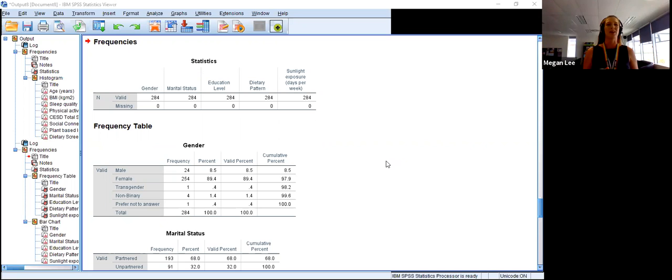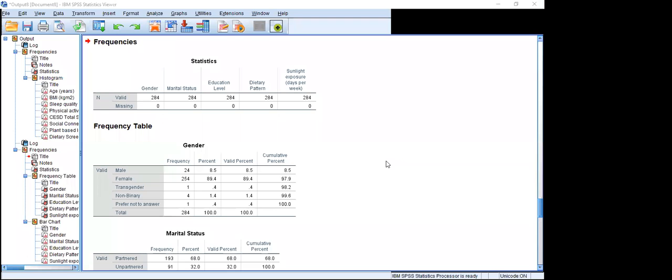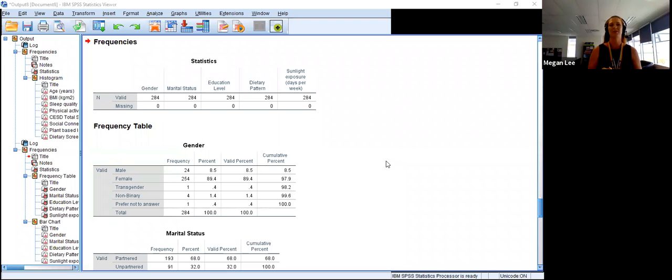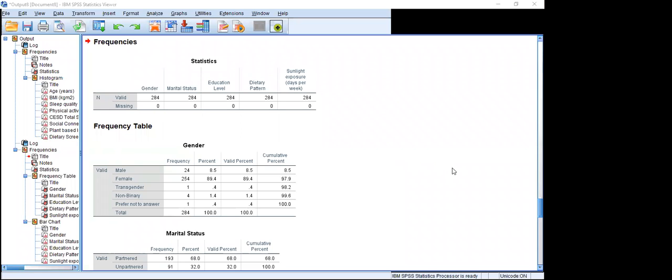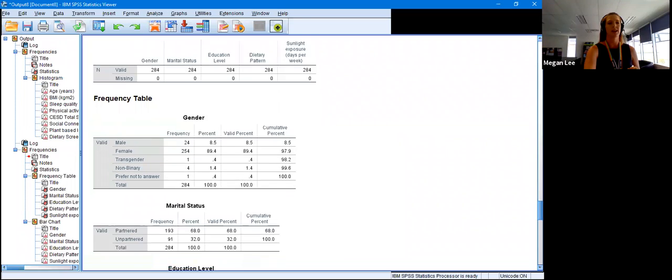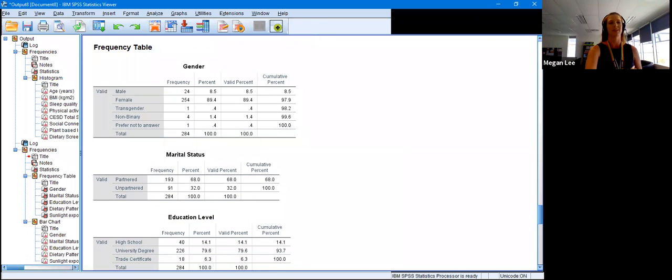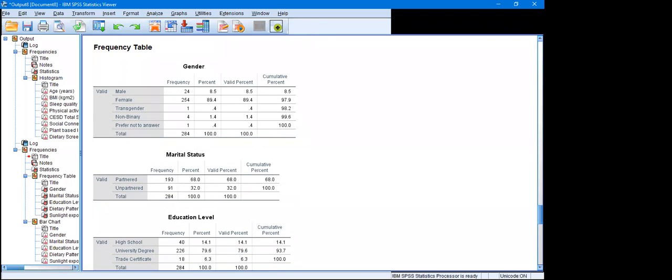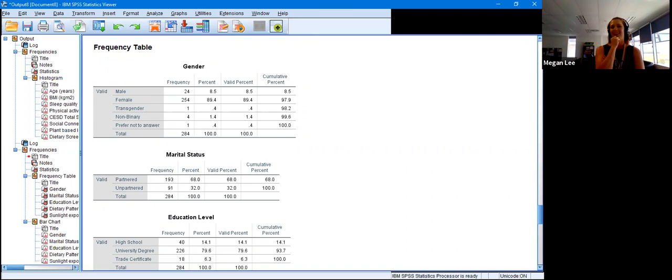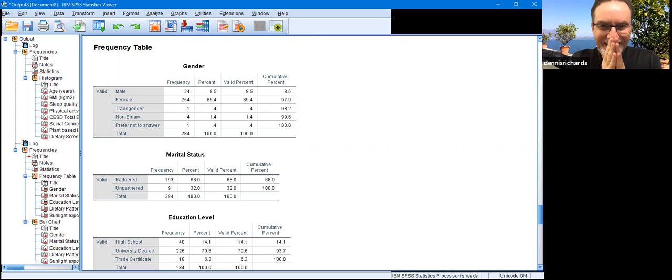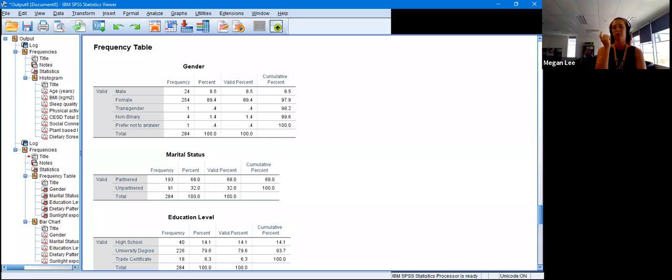All right, so as you can see now, we've got 284 people in each of the categories, so no missing data. So let's have a look at gender. How many males do we have in our data set? Not enough. Severely deficient. We do. How many females do we have? Too many. Why is this a problem? Could be a problem. Why could this be a problem?